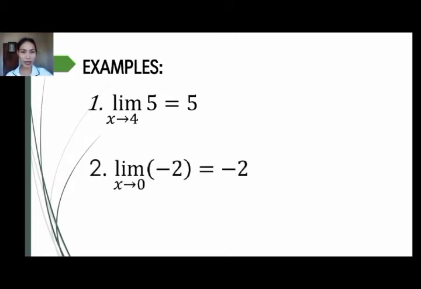Now for example number 2, the limit of negative 2 as x approaches 0. In this case, our c is equal to negative 2, while x approaches 0. And if we talk about the constant rule, we don't have to look at where x is approaching. We just have to look at the value of c. The limit of negative 2 as x approaches 0 is equal to negative 2, according to our constant rule. So that is our constant rule.